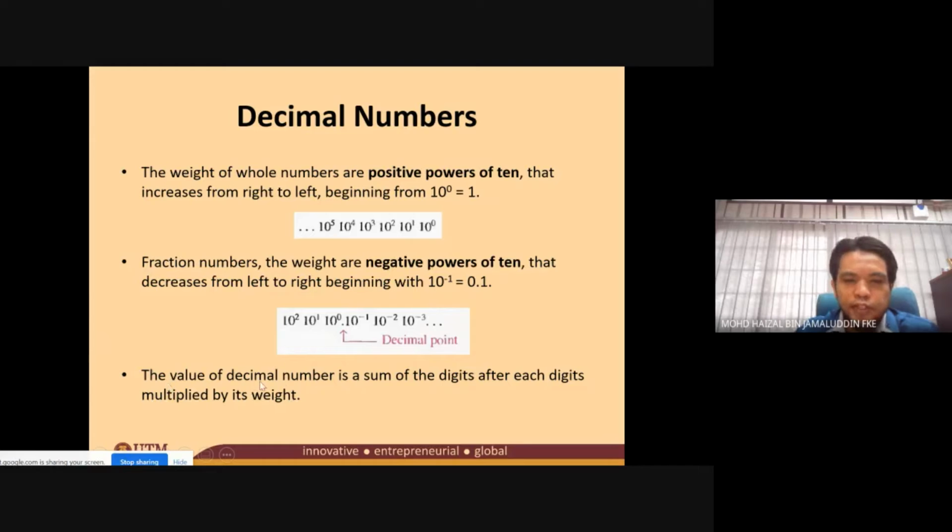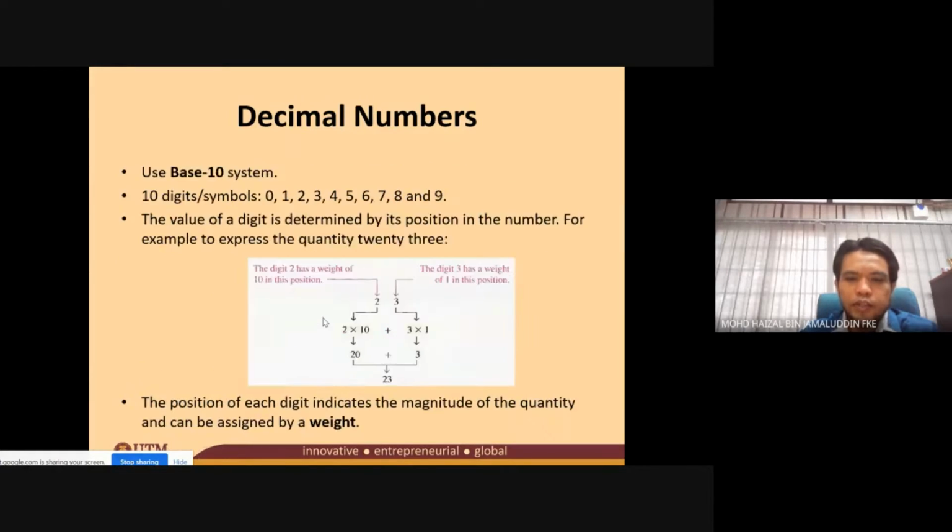The value of a decimal number is the sum of each digit multiplied by its weight. What does this mean? You need to multiply each digit by its weight. For example, here you see 23. So 3 times 10 to the power of 0, 2 times 10 to the power of 1. Then you have the values, and you add up all the values.